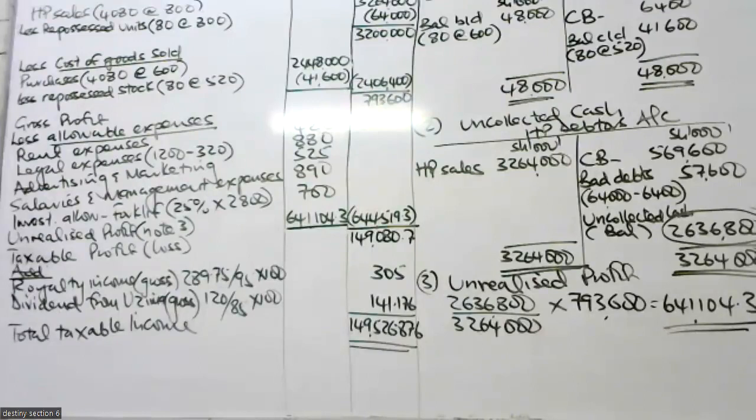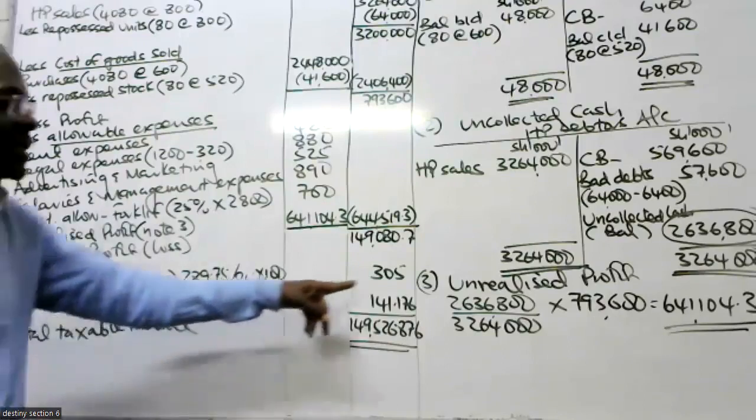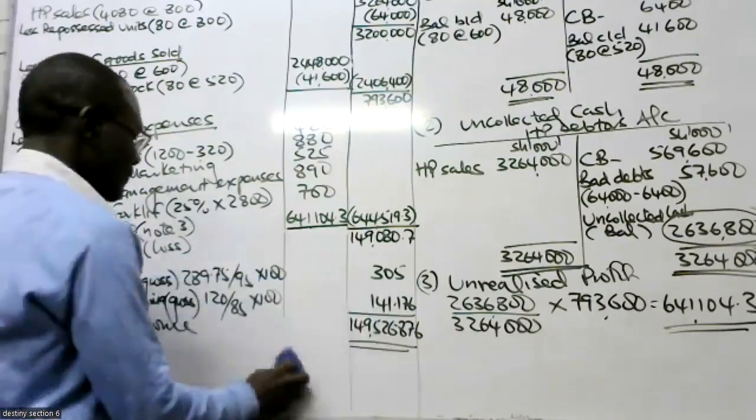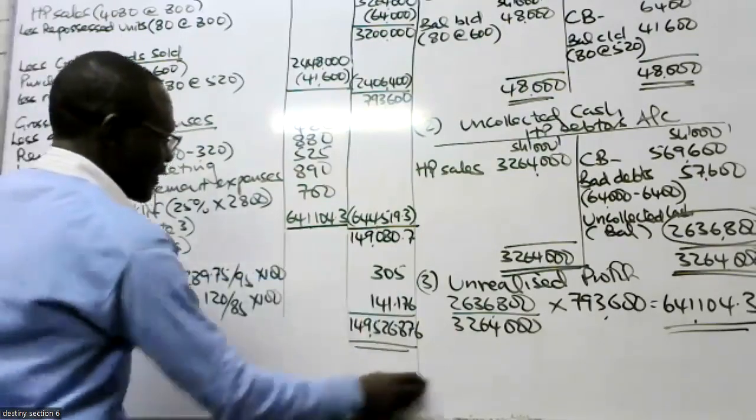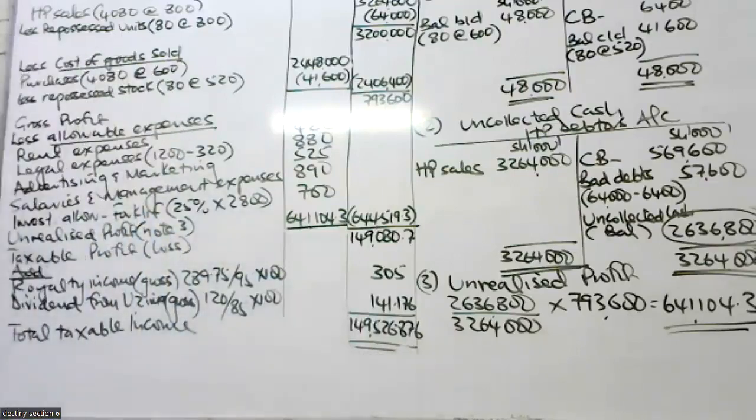But of course, if you had wanted tax, you'd get the corporation tax liability, and then you'd subtract the withholding taxes on royalty. We say 5% of 305,000, when the rate is 5%. Then for dividend, you'd have said 15% of 141,176. You subtract from whatever corporation tax you get there, then you get the tax payable. The examiner did not want tax.